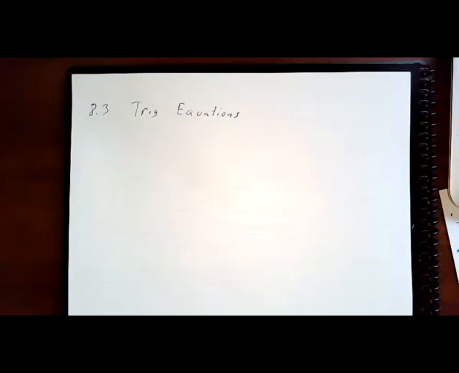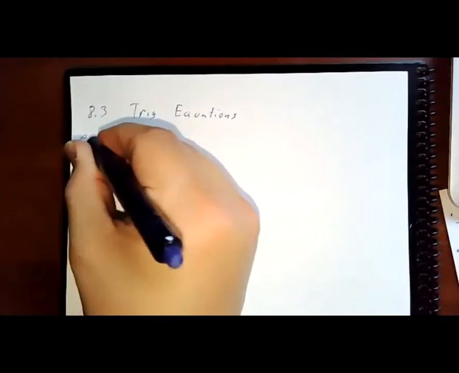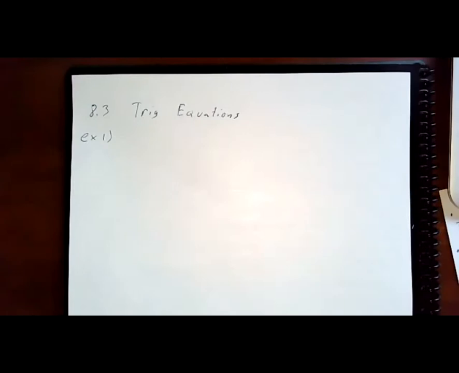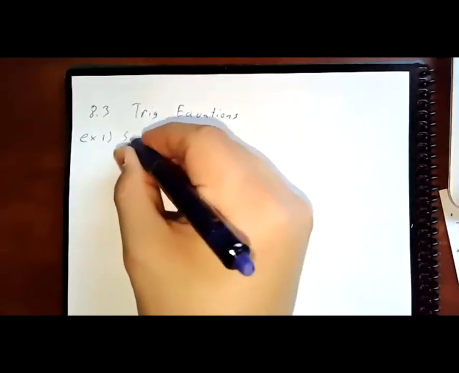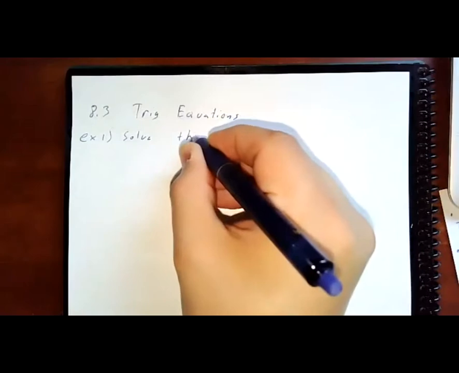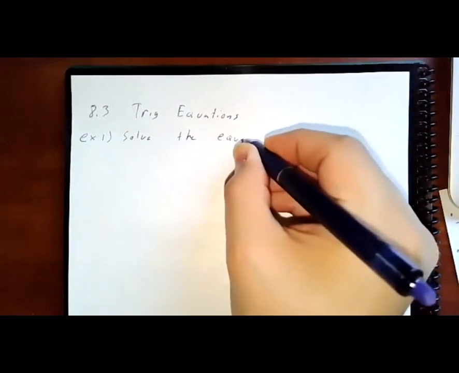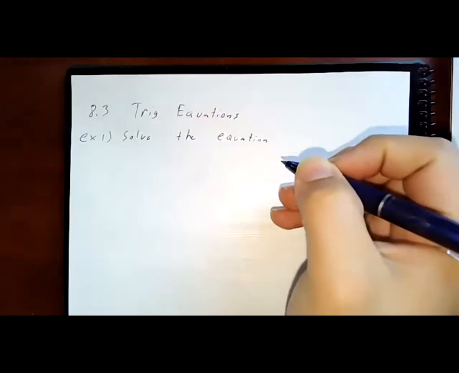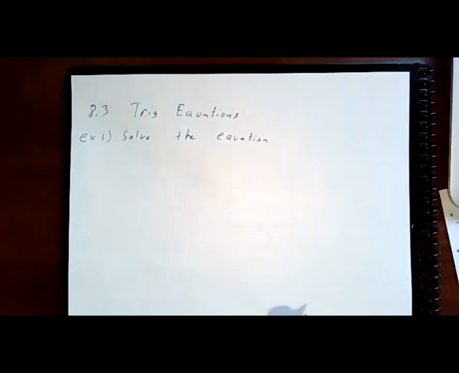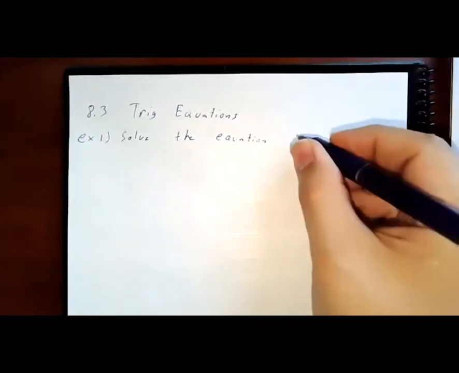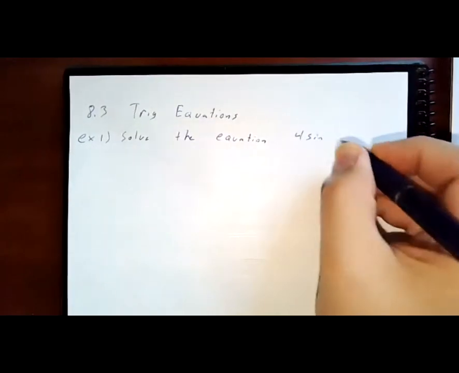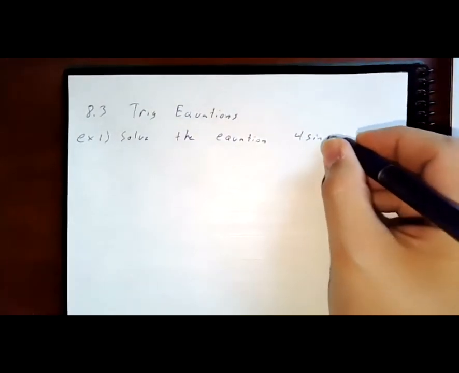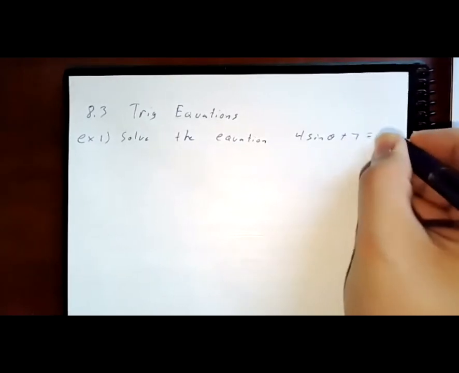So we're going to use all the inverse stuff we learned in 8.1 and 8.2 to solve trig equations, 8.3. So we needed a theory in order to solve these types of problems. Okay. So solve the equation 4 sine theta plus 7 equal to 9.